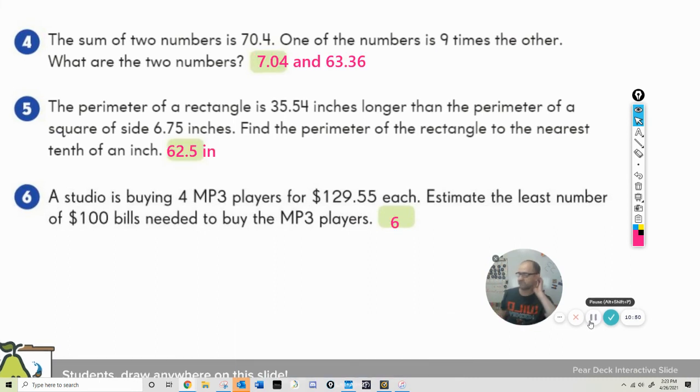Do you guys even know what an MP3 player is? Imagine something that looks like this, but the only thing it does is play songs. That's an MP3 player. That's like ancient technology for you guys.